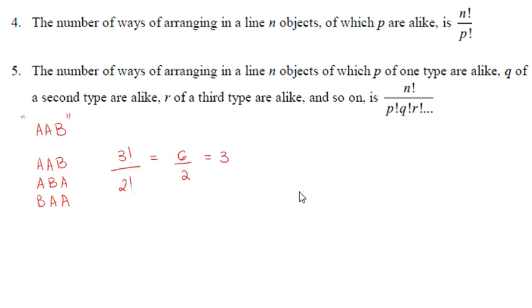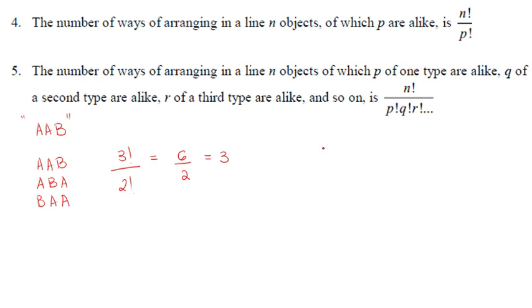Now we can extend this, right? Rule number 5 is just extending rule number 4. The number of ways of arranging in a line n objects of which P are alike of one type, Q of a second type are alike, R of a third type are alike, and so on, is: we had P of one type being alike, so we divide by that P factorial, just like in 4. But we may have another type that several of them are alike, so we divide by that factorial, and so on.